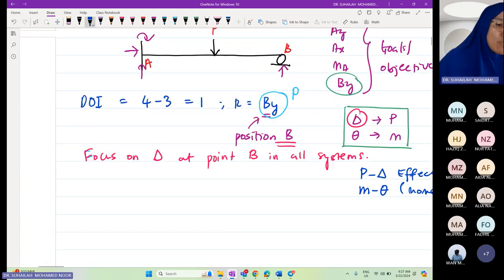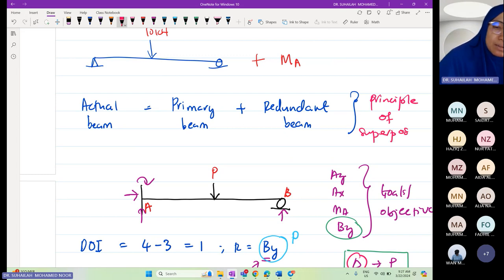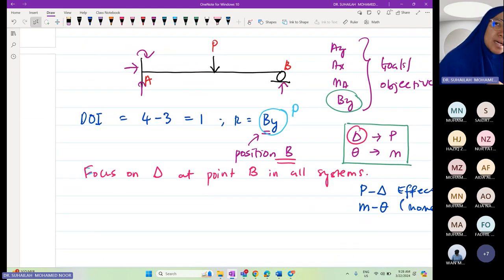We have three system we get from the principle of superposition. This is the principle of superposition. Okay? So this is systems. Actual beam is the system. Primary beam is the system. Redundant beam is the system. So what we need to do is we need to focus on the displacement at point B, means at redundant position.